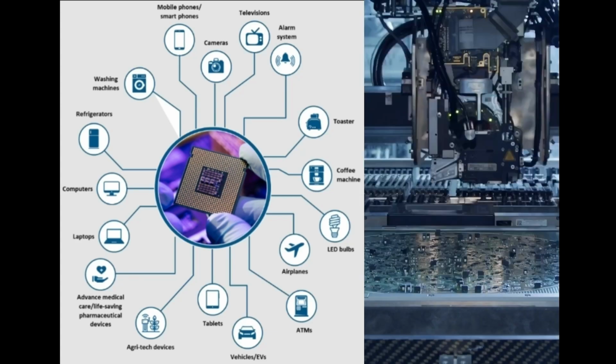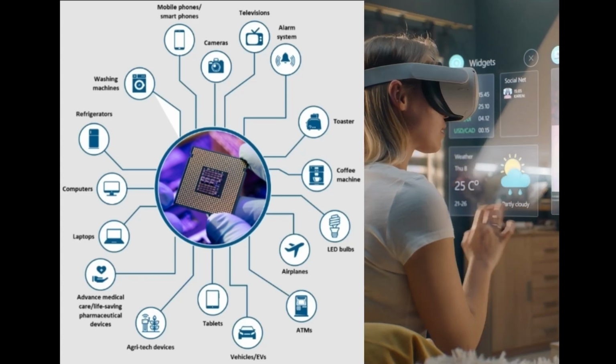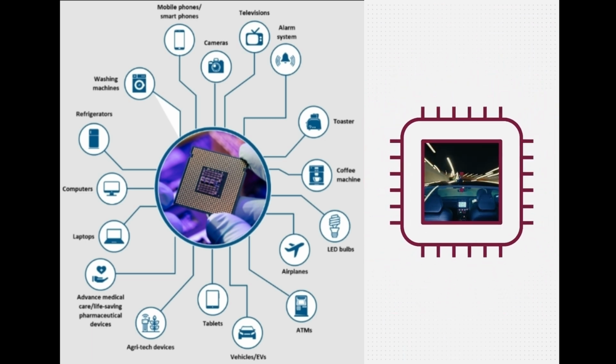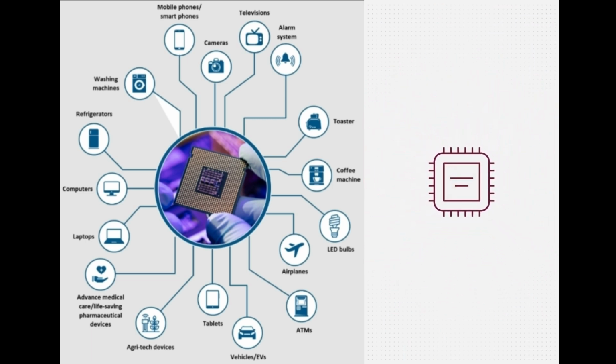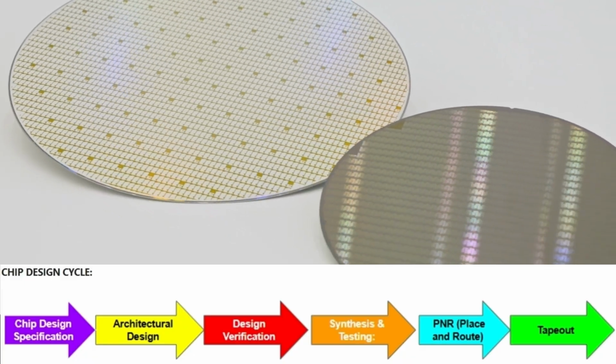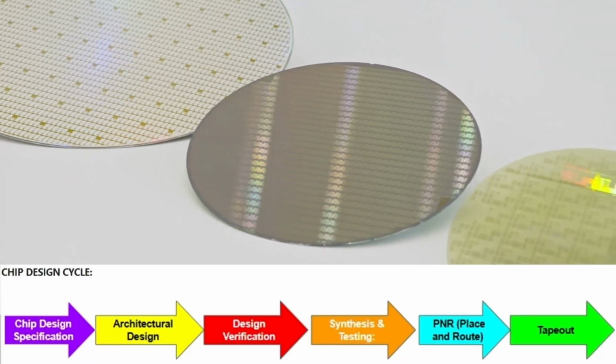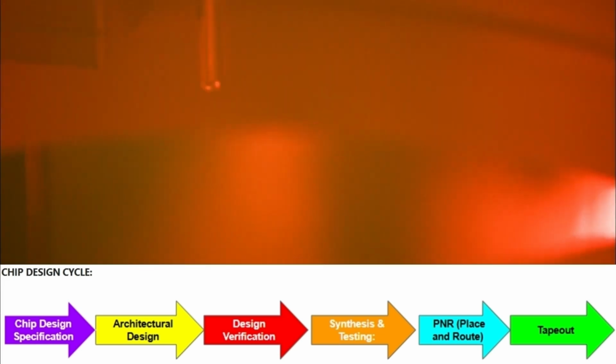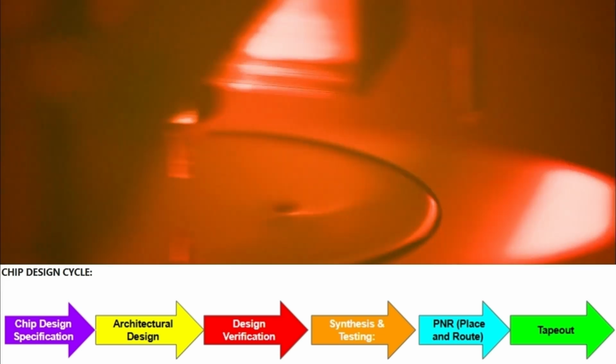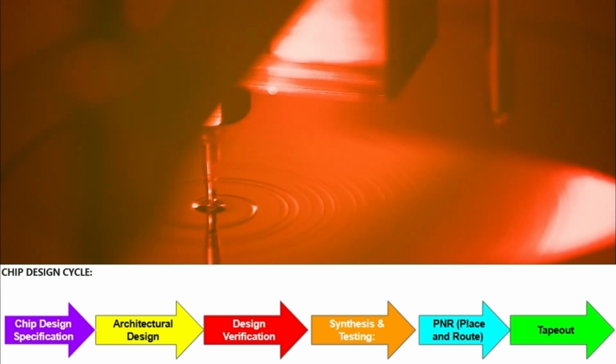Semiconductor chips, often referred to as microchips or integrated circuits, are the backbone of modern technology. They power virtually all electronic devices and systems. Before chips are manufactured, there is a rigorous chip design cycle with various stages. Out of all stages, the most time-consuming one is design verification.